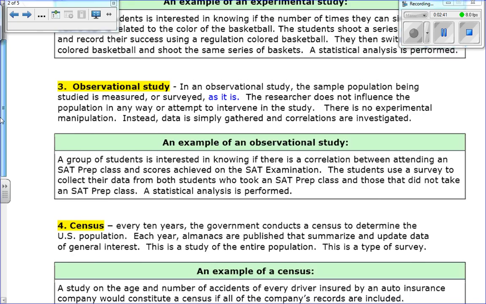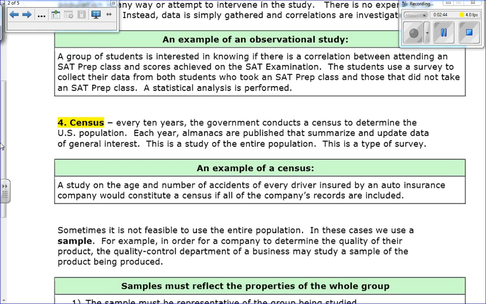And then we finally have a census. Every 10 years, the government conducts a census to determine the U.S. population. Each year, almanacs are published that summarize the updated data of general interest. This is a study of the entire population. This is a type of survey. A census deals with the entire population. It doesn't necessarily mean the entire U.S. population. That is just an example.